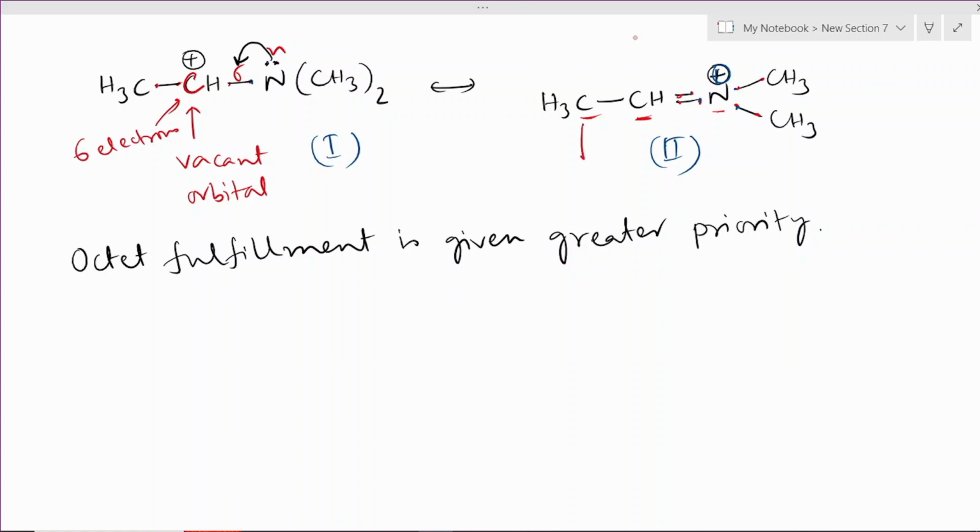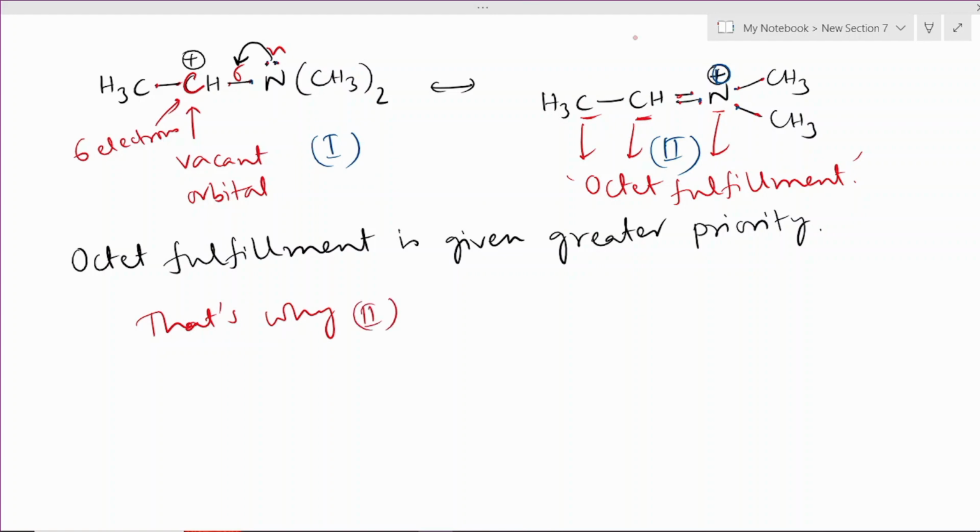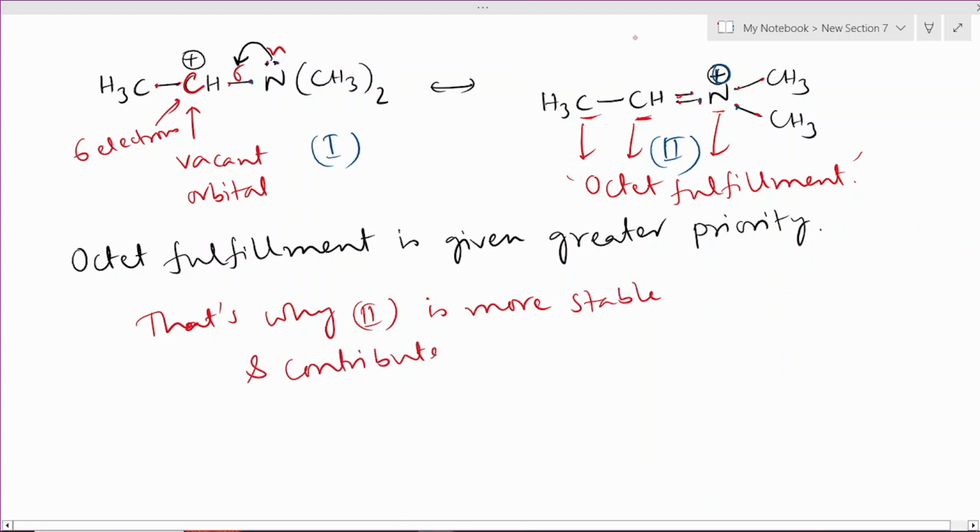But in 2, both this carbon and nitrogen have octet fulfillment. That's why canonical structure 2 is more stable and contributes more towards the resonance hybrid.